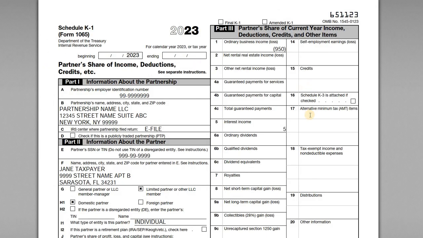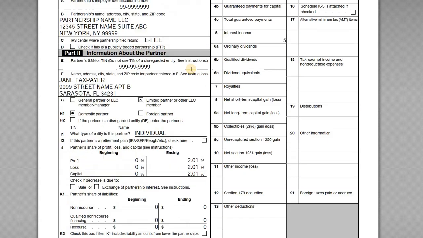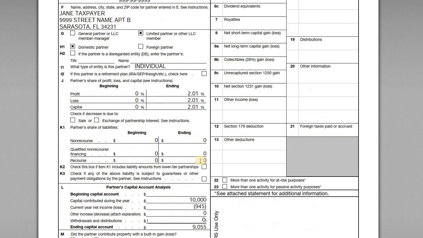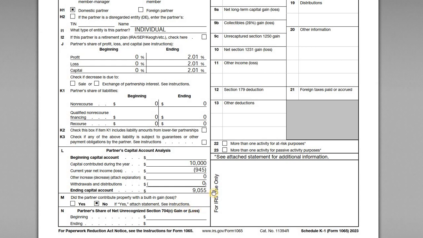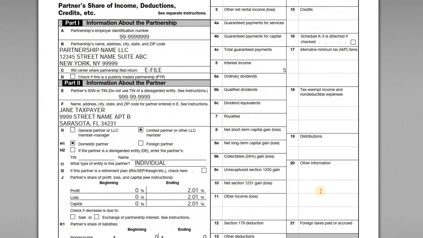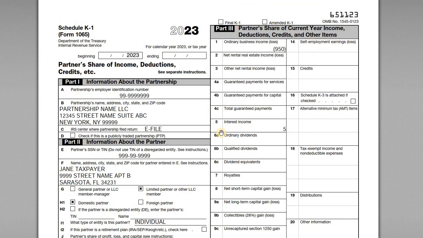So if we have a look at the K-1, let's go through these elements really quickly. It's a 2023 K-1. We can see here that she's a domestic partner, limited partner, or other LLC member. And then we have her capital account reconciliation here. So she put in $10,000, had an allocation of net loss of $945. And that amount comprises these 2 pieces: line 1, ordinary losses of $950, and interest income allocated of $5.